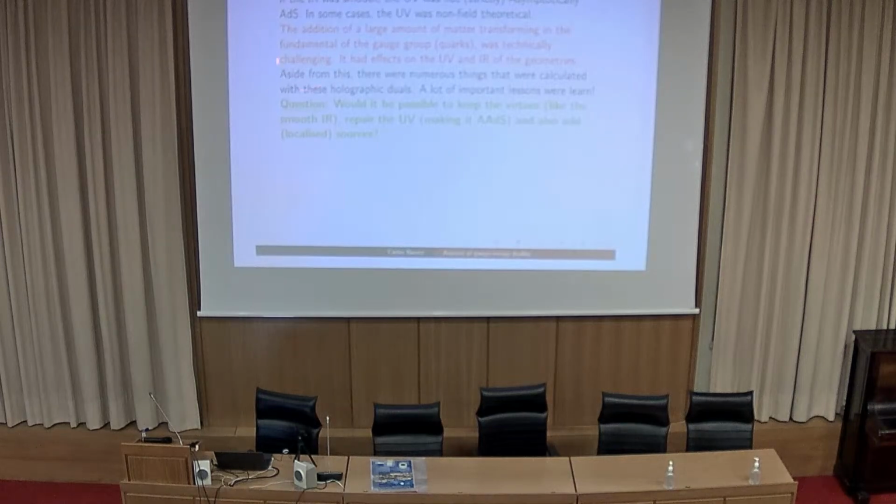But aside from all these nasty things, ugly things that I'm mentioning, there are numerous things that were calculated from these holographic duals, and lots of important lessons were learned. So the aim of this talk is to try to answer the following question. Would it be possible to keep the virtues, like the smooth IR, repair the UV, making it asymptotically AdS, and also add flavors in a large number generically? And this is the question that this talk tries to address.